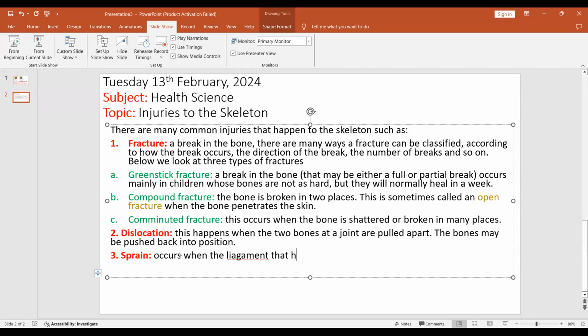Okay, so the sprain occurs when the ligament that holds the bones together is overly stretched or torn.